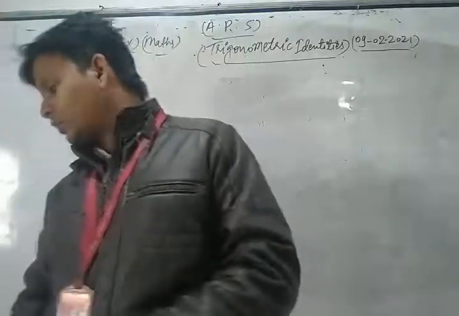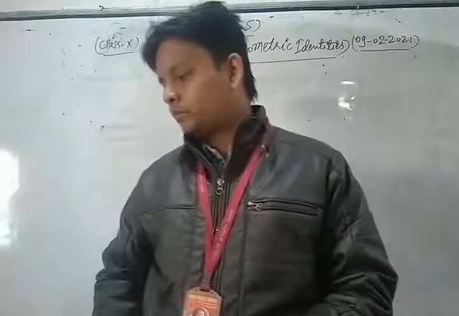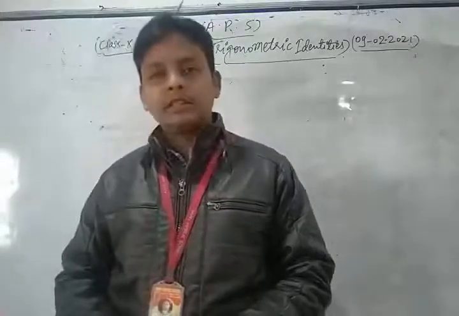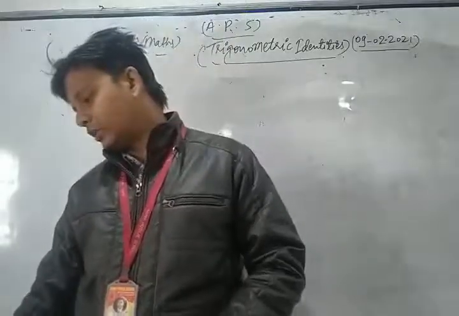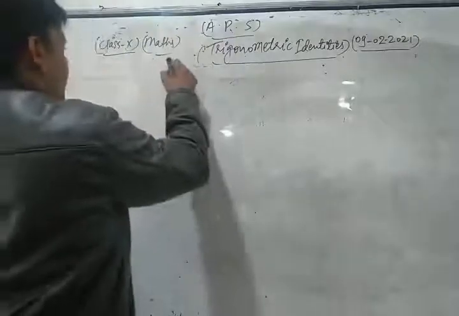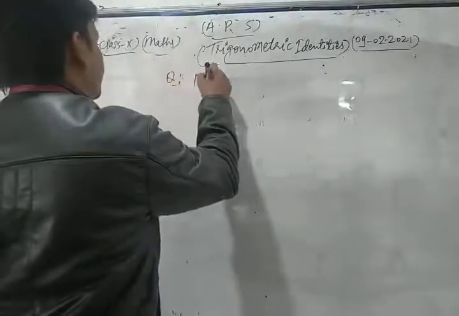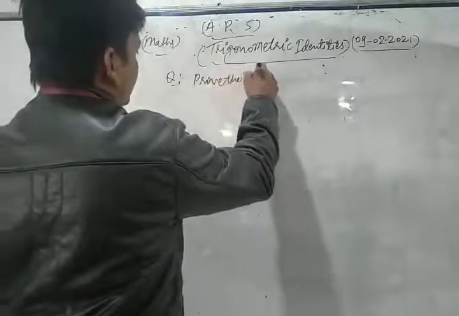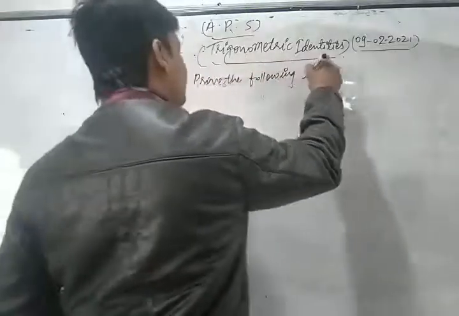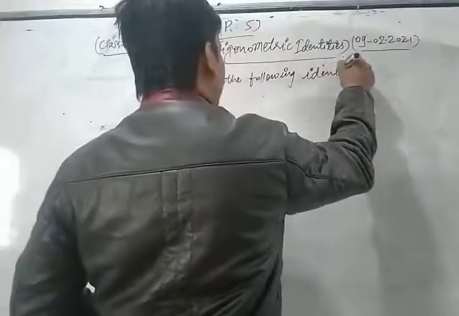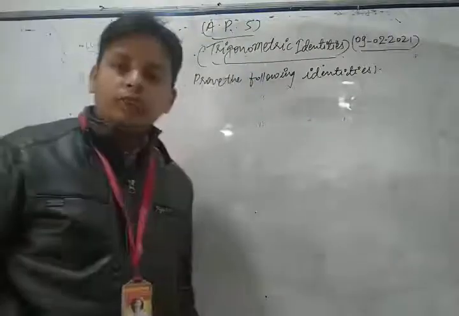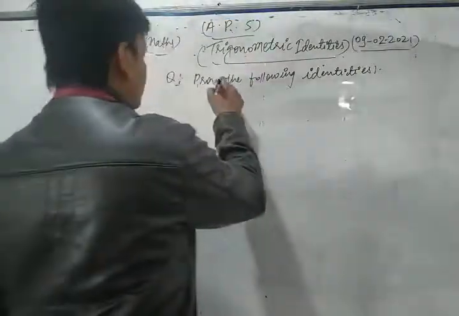Among them, first of all, we take a very important result, questions of which have come in your previous year board examination. So prove the following identities. The first question is: prove the following identities.